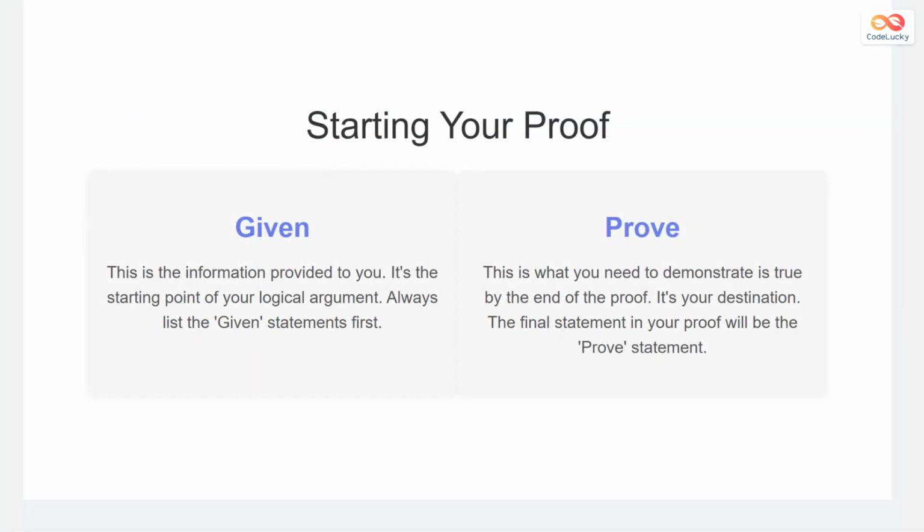Every proof begins with two key pieces of information. The given is the set of facts provided to you. It is your starting point. The prove is the conclusion you must reach. Your entire proof is a logical bridge from the given to the prove.